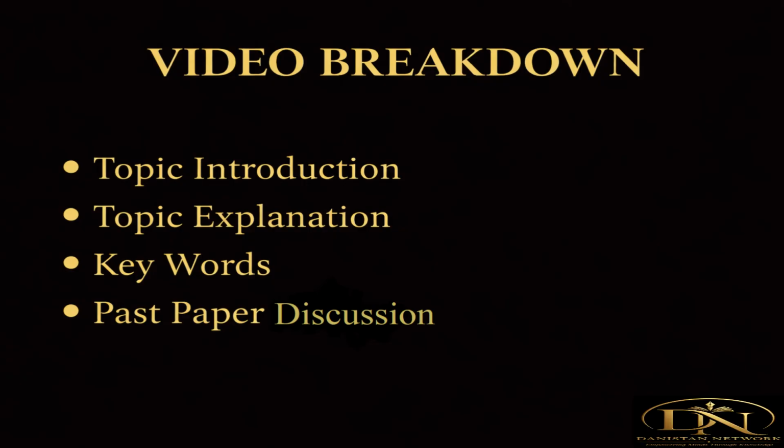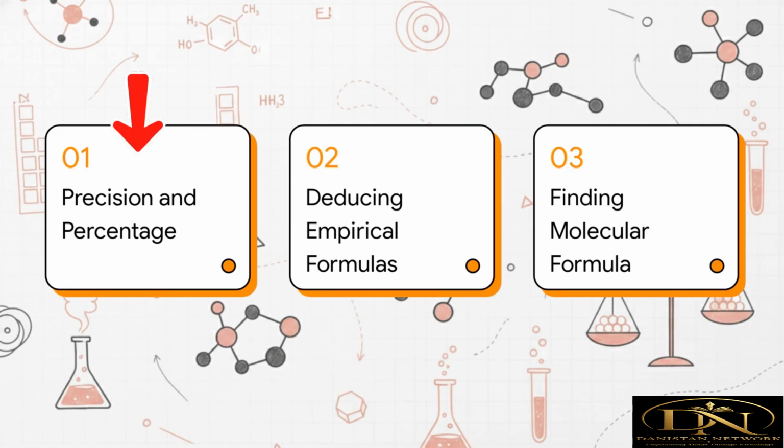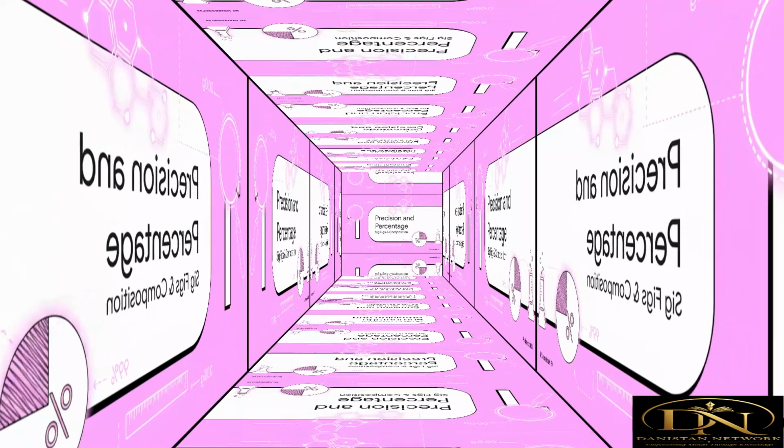So here's our game plan. We'll start with the basics of precision and how to calculate percentages. Then we'll use that to figure out a compound's simplest formula. And finally, we'll put all the pieces together to find the true, full molecular formula. Let's get into it. All right, first up, precision and percentage.